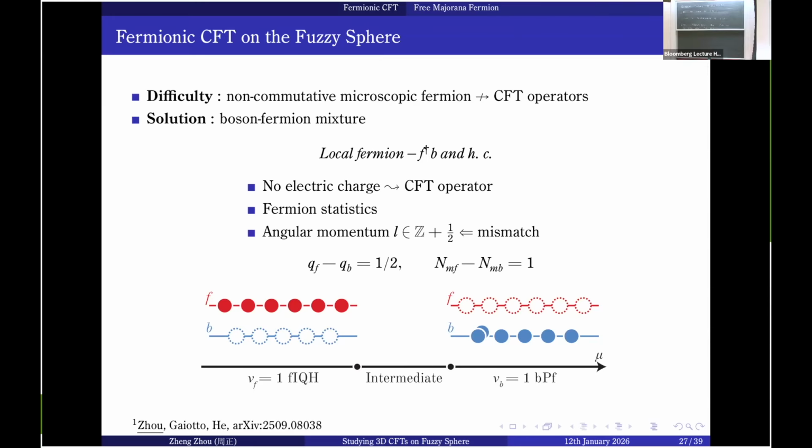We include one flavor of fermion and one flavor of boson, so that their local combinations F-dagger B and B-dagger F carry no electric charge, so they do not experience strong non-commutativity, and they can flow to CFT operators. This operator carries fermionic statistics, and if we set the fermion and boson angular momenta to differ by 1/2, this operator also has half-integer angular momentum, thus satisfying the spin-statistics relation.